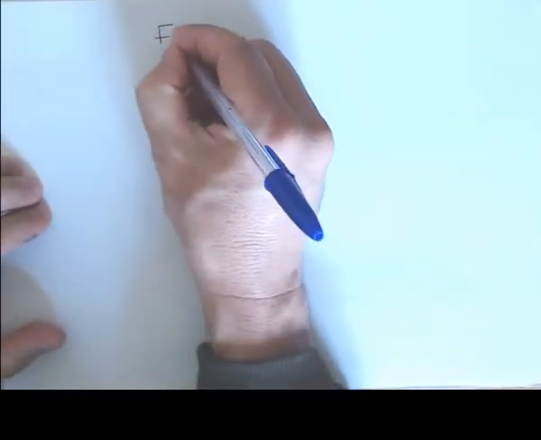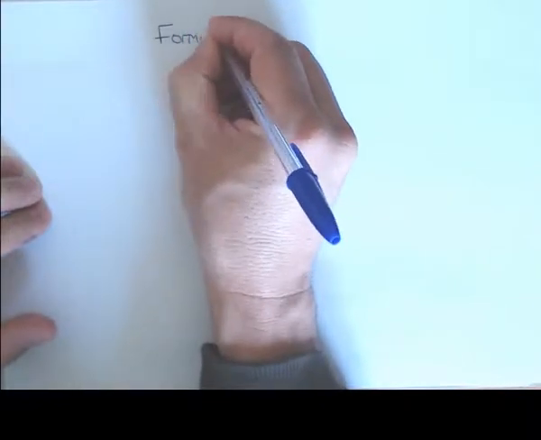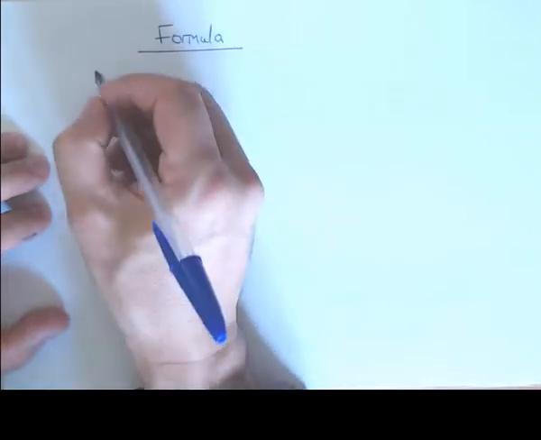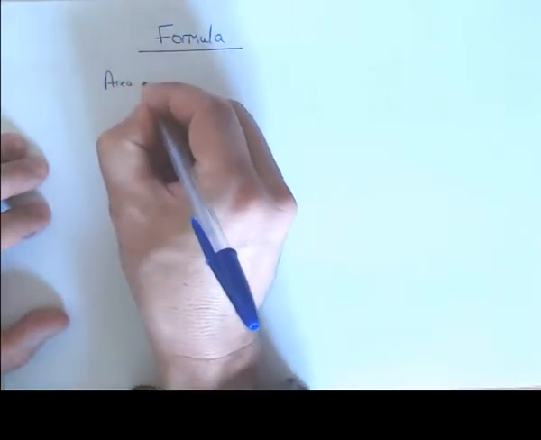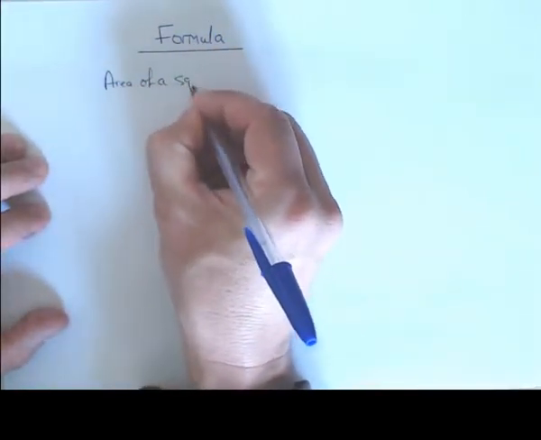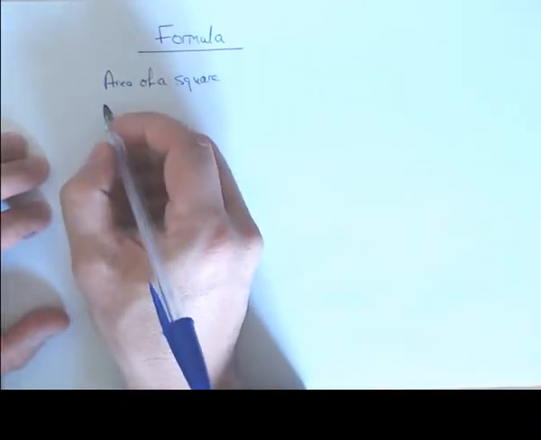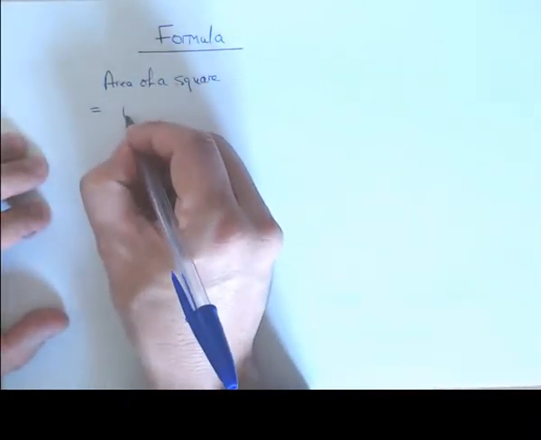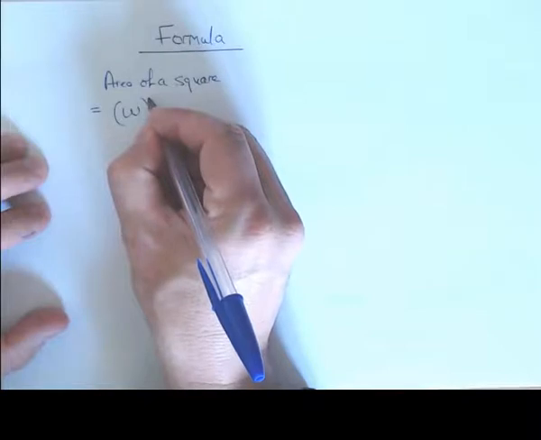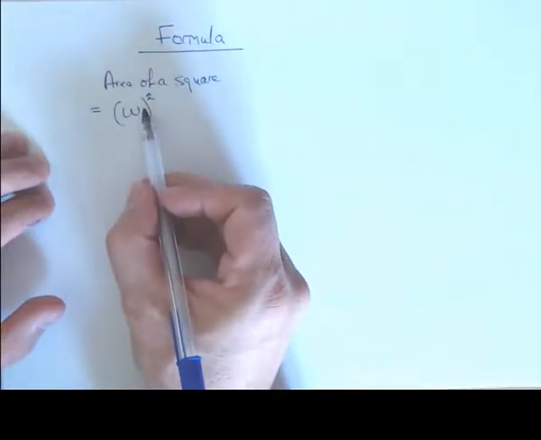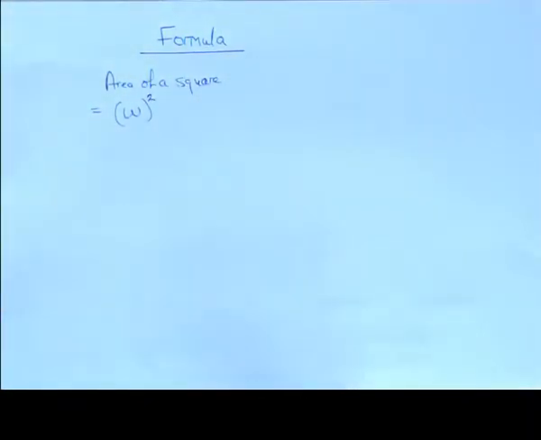So let's have a look at why we're talking about formulas. Here we have a formula. For example, the area of a square is equal to the width of the square by itself. Squared means multiplied by itself. So the area of a square is the width squared.